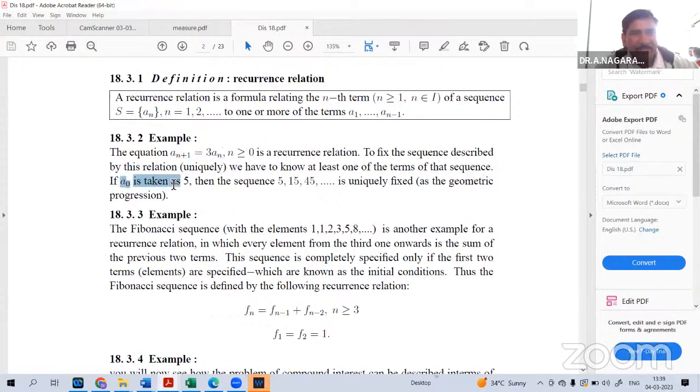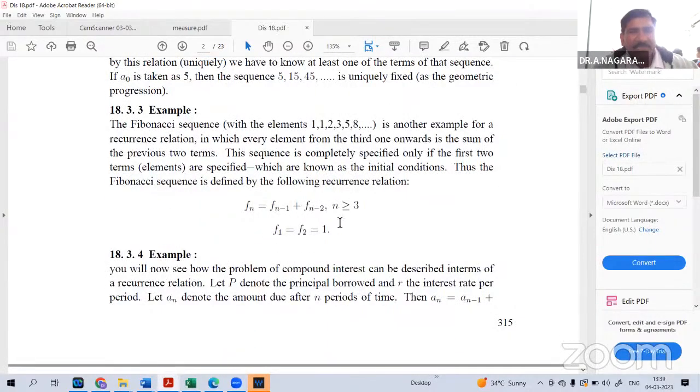Here a naught equal to 5, I am taking as the starting point. If I substitute n equal to 0, a naught equal to 5, 3 times 5 is how much? 15. That comes to the second term. The third term is 3 times 15, which is 45. Like that, 45 into 3 gives the next term. So it is a geometric progression. It will be represented as an plus 1 equal to 3 an. That is one kind of relation.